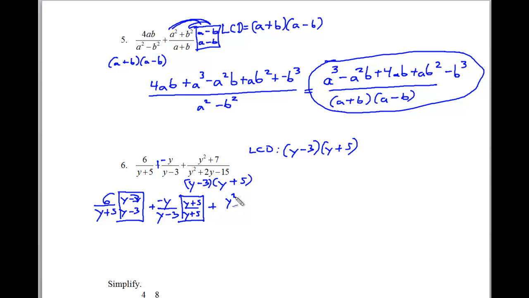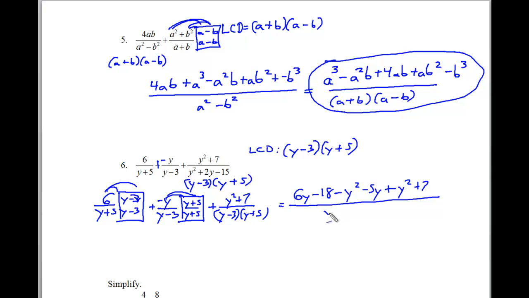Plus my y squared plus 7 is already over my y minus 3, y plus 5, so I have to do nothing for that. Now this entire numerator is going to get strung together, so this is going to get distributed. So this is 6y minus 18. This is going to get distributed here, so this is negative y squared minus 5y. And there's no distribution here, this is just a positive y squared plus 7. All over y minus 3, y plus 5.